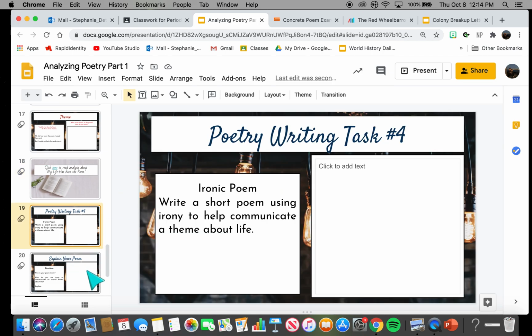Then your last poetry writing task is going to be number 4. It's going to be an ironic poem. If you have ever read The Gift of the Magi, that's irony. The girl wants to buy her husband a gift, and the husband wants to buy his wife a gift. So she sells her most prized possession, her hair, to buy him a watch link, like a little chain.